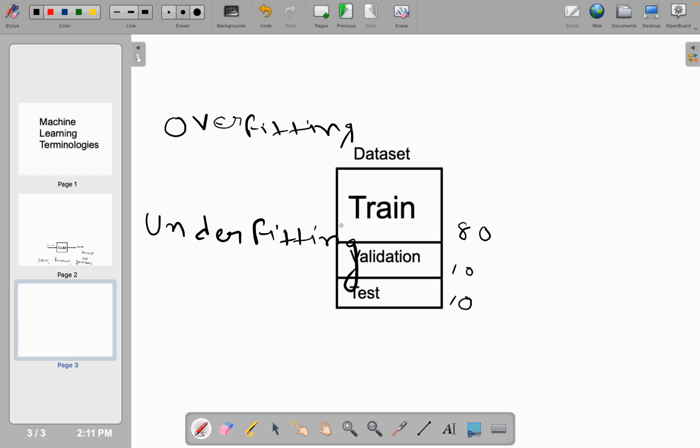So yeah, these are some fundamental terms in machine learning. By understanding these, we can get a better idea when we learn about models, right? These are the concepts we will require to understand models very well.